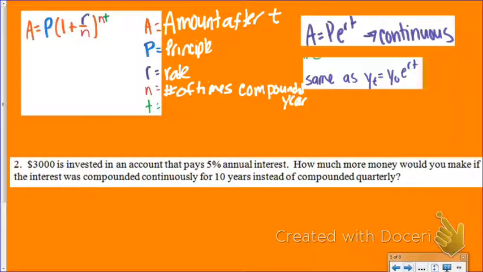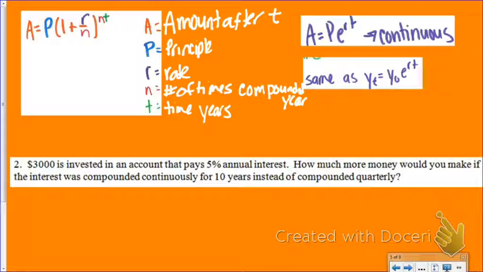And then T again is time. And we're going to do time in years for this. Because we're doing the number of times it's compounded per year, we want those to be consistent. Now, if you're not quite sure what compounded means, that's basically how many times that interest keeps getting added back into your account.